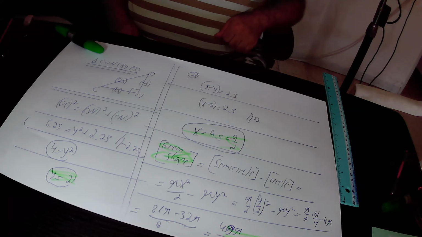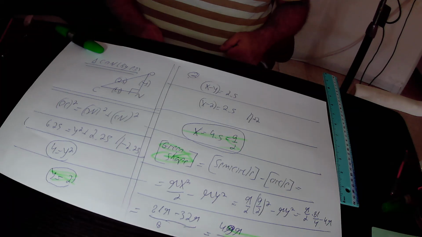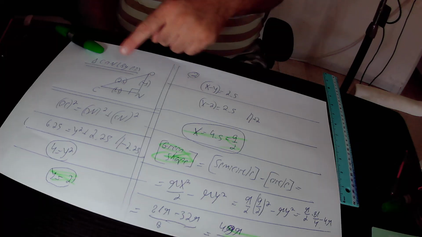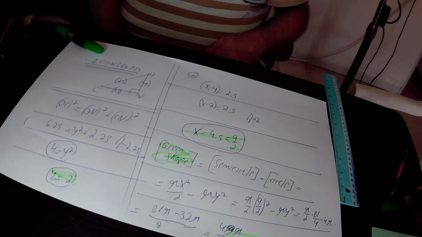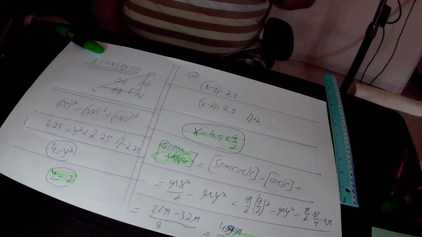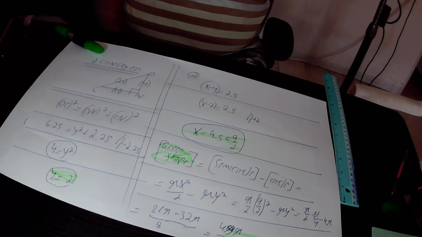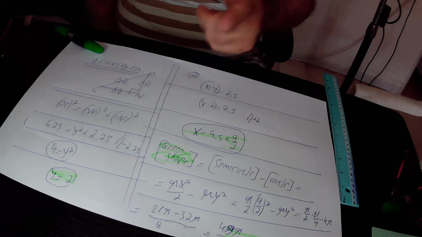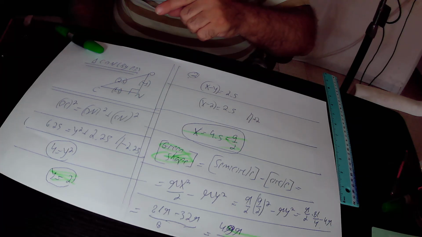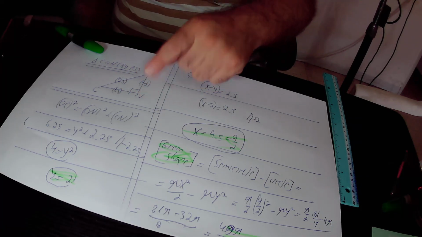In this right triangle CON, OC squared, the square of the hypotenuse, equals ON squared plus NC squared. OC is 2.5, therefore OC squared is 2.5 squared, that is 6.25, and it equals ON squared. ON is y, therefore ON squared is y squared, plus CN squared. CN is 1.5, therefore CN squared is 2.25. So we found out that 6.25 equals y squared plus 2.25.